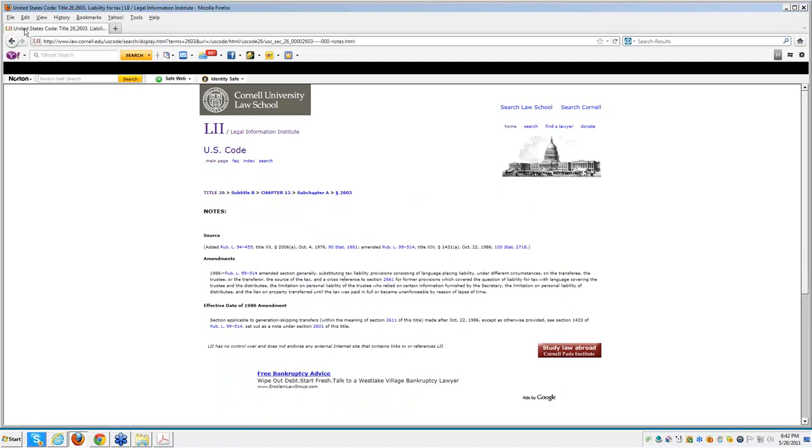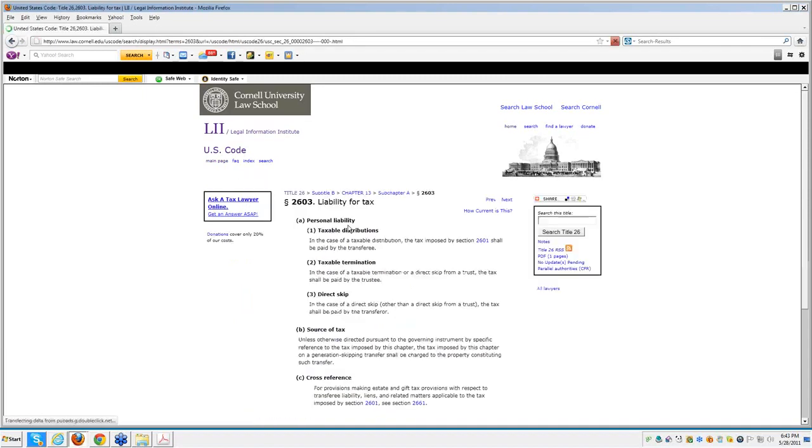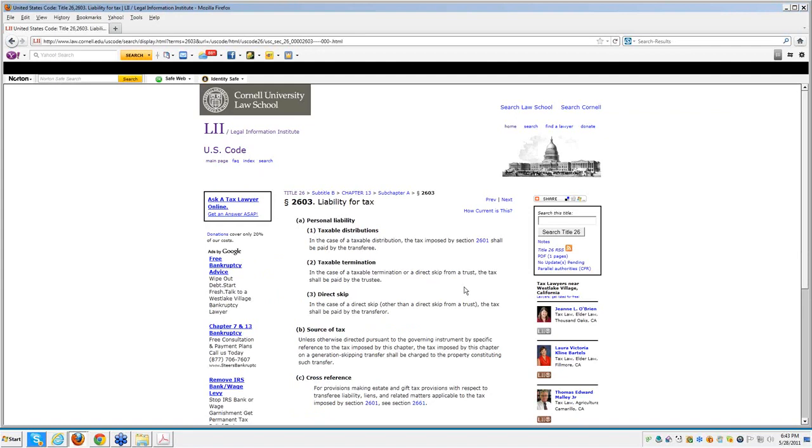Liability for tax. This tells you who's liable for the tax. Write this down. This is important. This is on gift taxes. This is who's liable for the tax. Read 1. Read the personal liability. Read what it says. Maria?